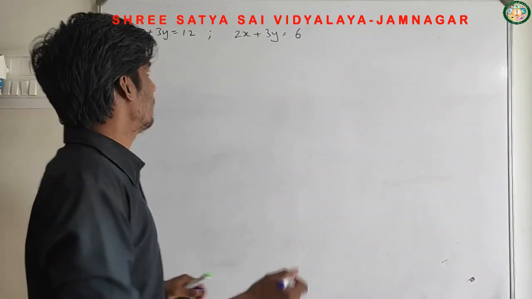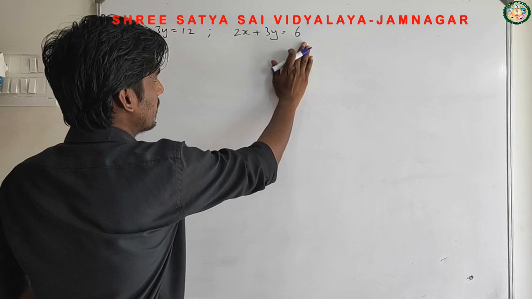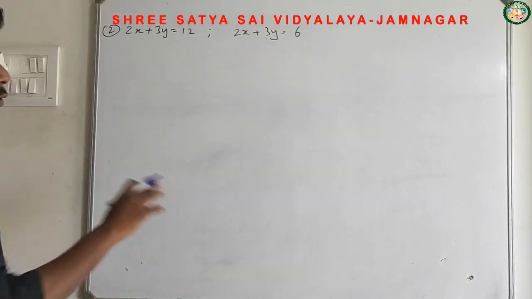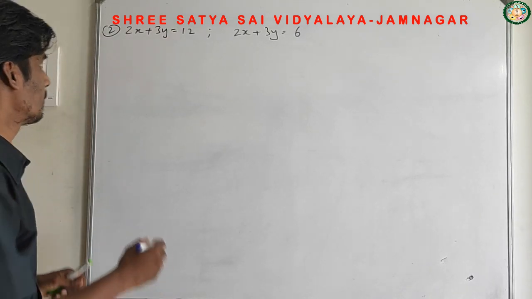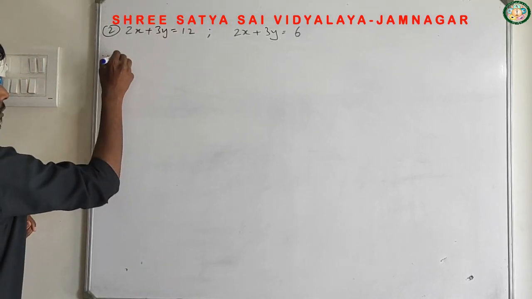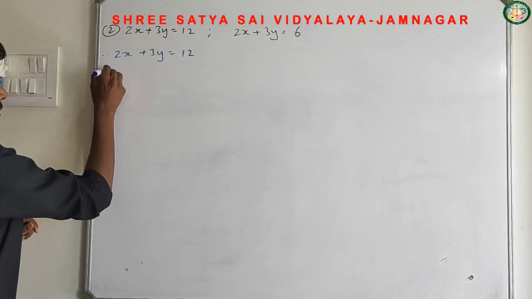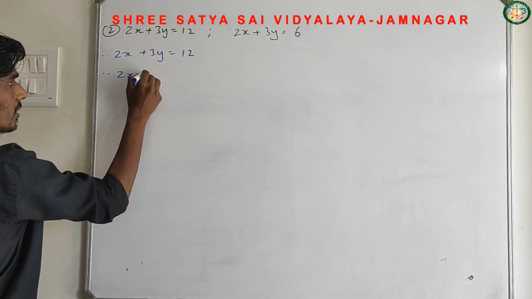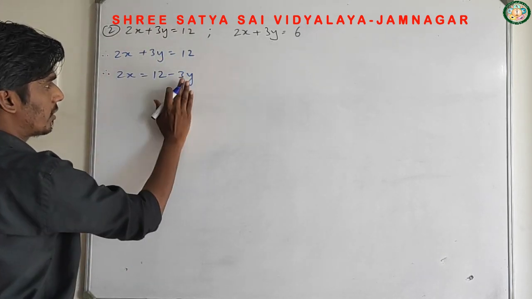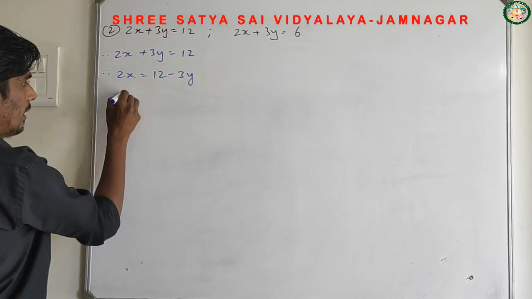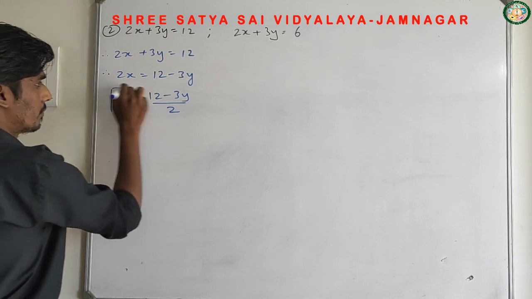Let's take one more example. 2x plus 3y equals 12, and 2x plus 3y equals 6. Now we have to draw a graph for this question to find its solution. Let's take the first equation, 2x plus 3y equals 12. So I can write 2x equals 12 minus 3y. I took this 3y over this side, so the sign will change, and x equals 12 minus 3y upon 2.